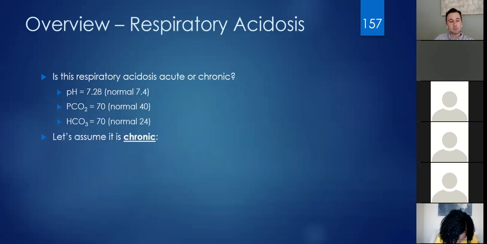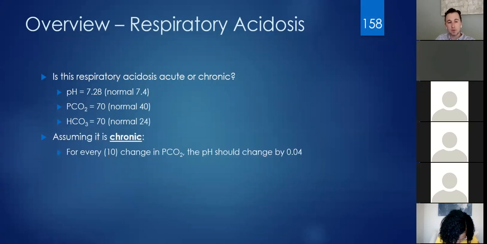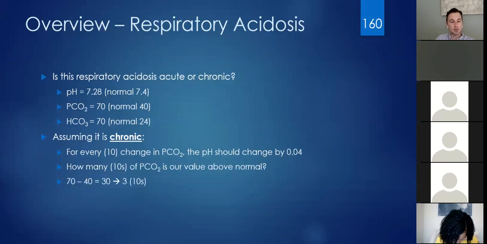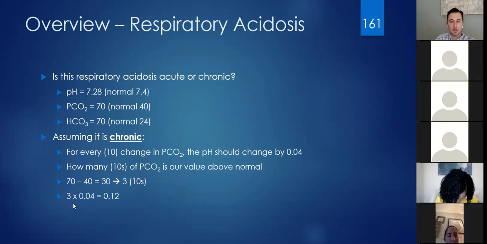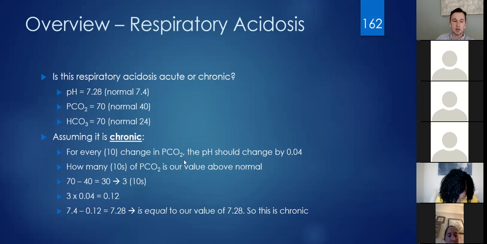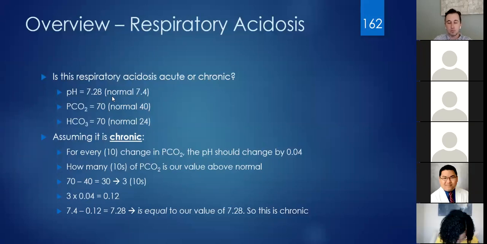Okay, so let's assume that it's chronic. And we'll do the same math. For every 10 change in PCO2, the pH should change by 0.04. Again, we have 3 dimes worth of change in our CO2. So 3 times 0.04 is 0.12. And therefore, if we take a normal pH minus 0.12, we get 7.28, which is exactly what we started with. So based off of these ratios and given these numbers, you can determine that this respiratory acidosis is chronic. Now, again, these numbers don't really make sense, aren't really intuitive. I'm just showing you this is the math that you would use to figure out if this is an acute respiratory acidosis or a chronic respiratory acidosis.